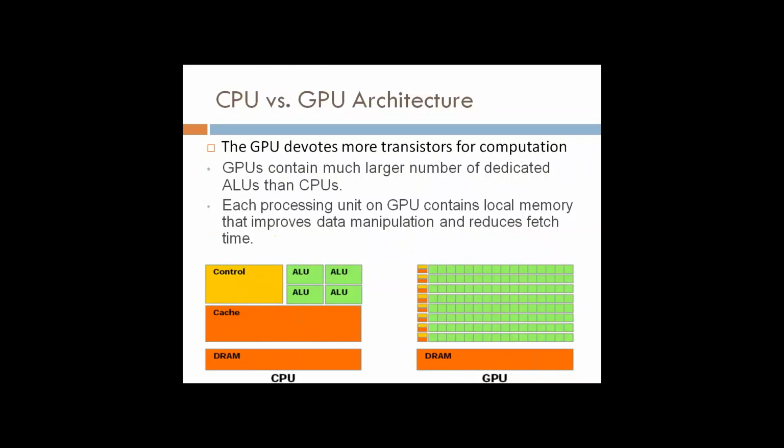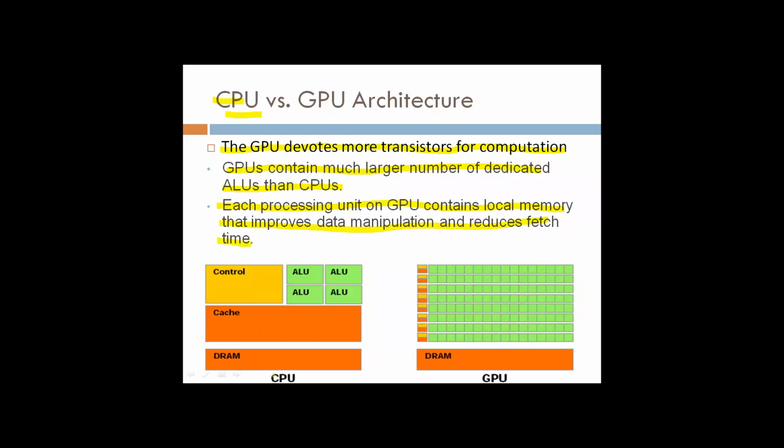Now we see a brief of CPU versus GPU architecture. Regarding its hardware part, the GPU devotes more transistors for computation. So the GPU contains a much larger number of dedicated ALUs than the CPUs, so it has a large number of arithmetic logical units as compared to CPUs. Each processing unit on the GPU contains local memory. It has its own memory.